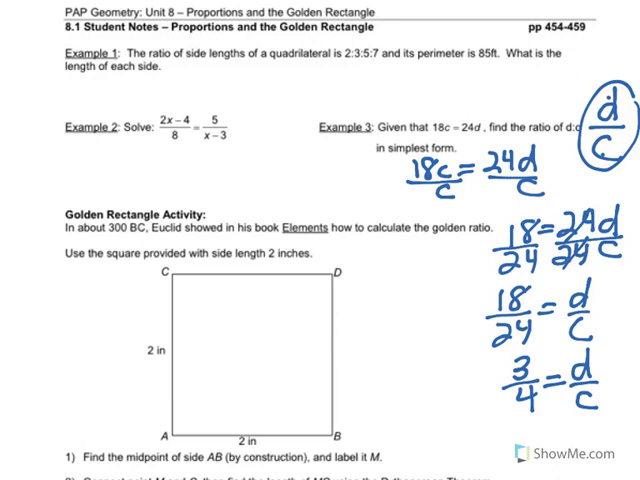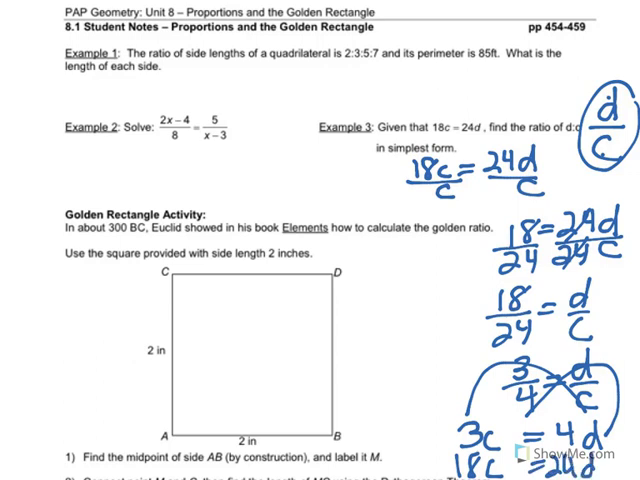And you can see that if we were to do our cross products, 3 times c is going to be equal to 4 times d. And if we're working backwards from what we did to solve this, if I multiplied both by 6, now I'm back to what we started with. 18c is equal to 24d. Okay, so that's how we would solve for d to c. So d to c, d is to c as 3 is to 4.